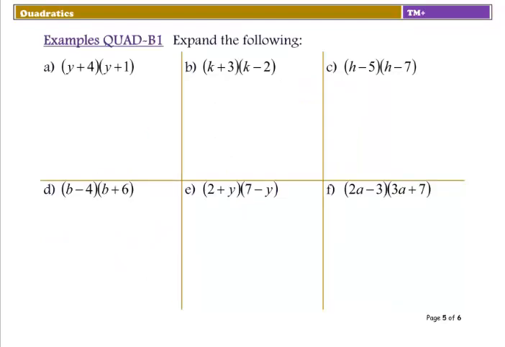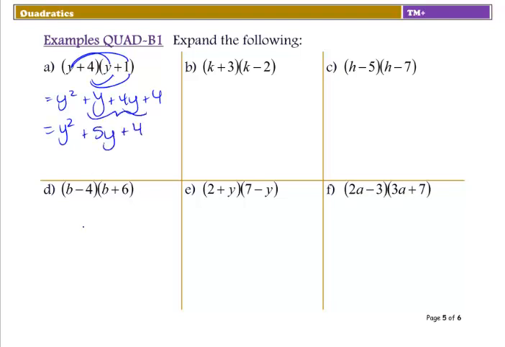So let's look at some examples. Here, y times y squared, y times 1 plus y. 4 times y is 4y, 4 times 1 is 4. So you've got y squared, collect like terms, plus 5y plus 4. Okay, k times k, k squared, k times negative 2 is negative 2k, 3 times k is 3k, 3 times negative 2 is negative 6. Collect like terms, negative 2k plus 3k is plus k minus 6.